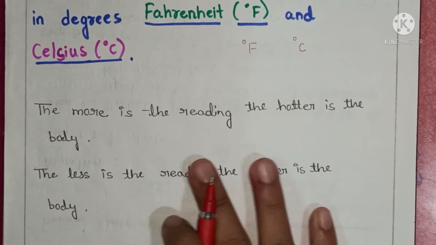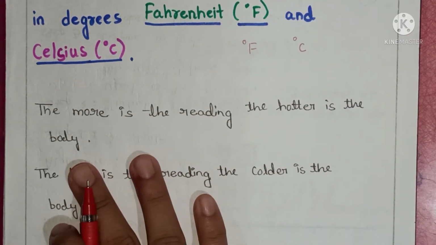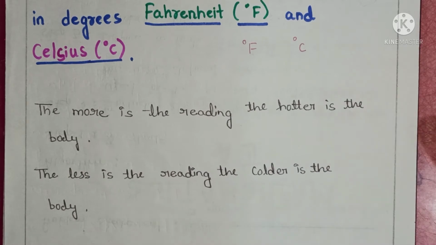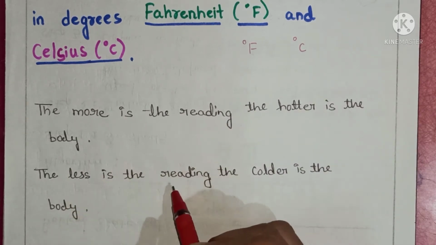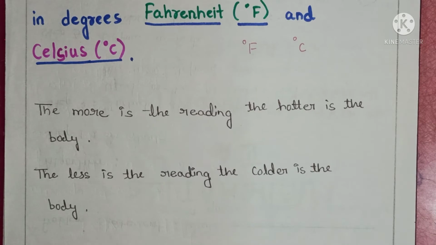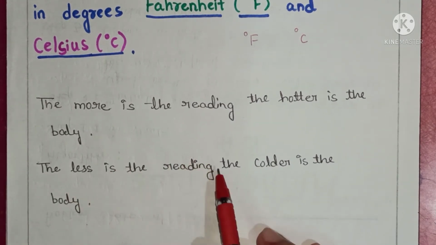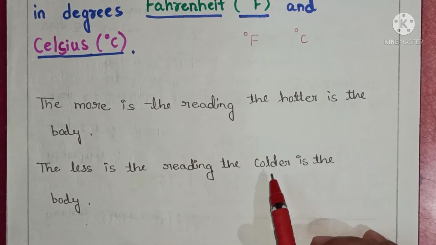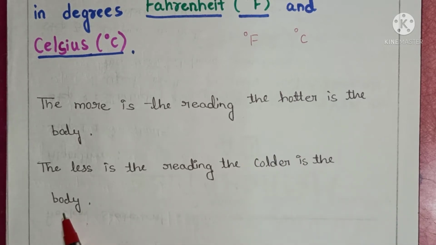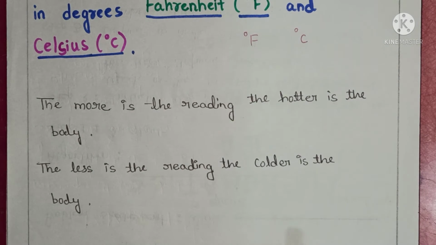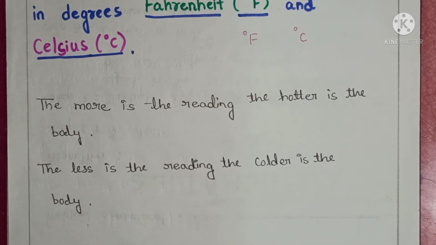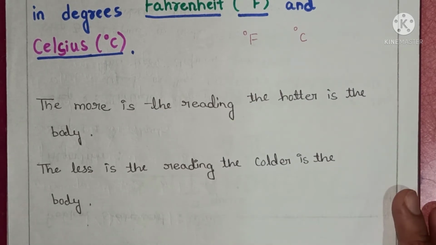The more is the reading, the hotter is the body. So the more we find the reading on the thermometer, we can say that the body is hot. And if the less is the reading of the thermometer, the colder is the body. So if the degree is less, then it is colder. Okay, so now let us take some examples.